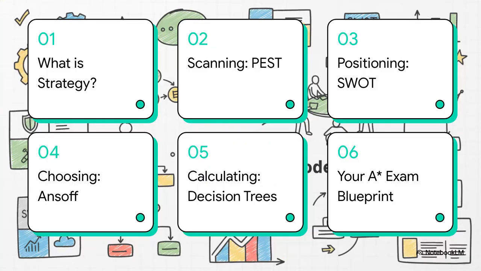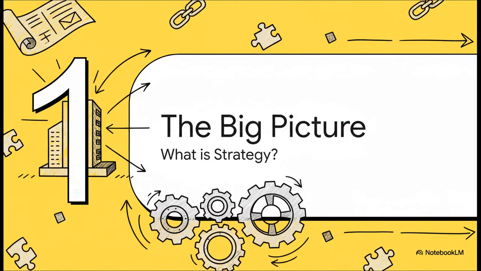We'll kick things off with a solid definition of strategy. Then we'll move through PEST, SWOT, and Ansoff analysis. After that, we'll actually put a number on our decision with a decision tree. And we'll wrap it all up with the perfect A-star exam blueprint. Let's get drawing. Okay, section 1, the big picture.